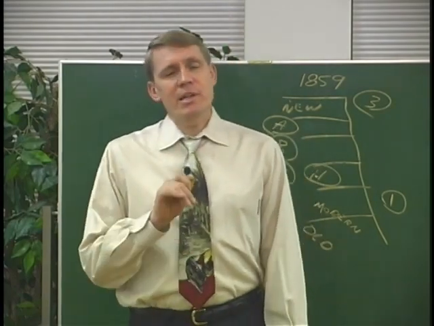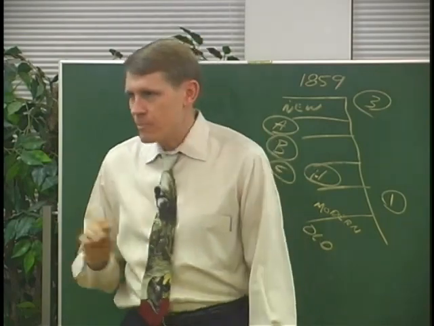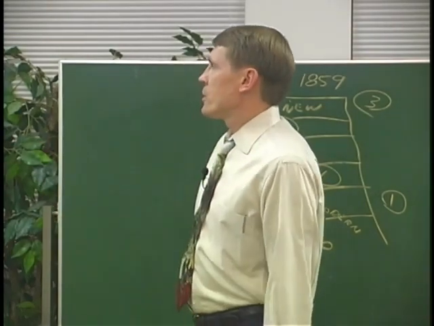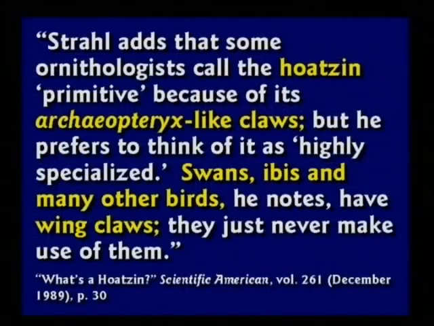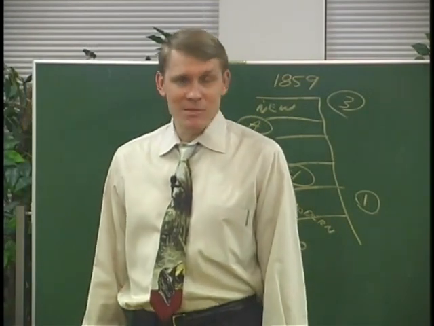Now, there are quite a few birds today that have claws on their wings. At least 12 birds right now have claws on their wings. This fellow says, Stahl adds that some ornithologists call the Hoatzin. A Hoatzin is a bird that lives in South America. They call it the stink bird because it smells so bad. I guess that's how it repels predators, okay? Who'd want to eat it?